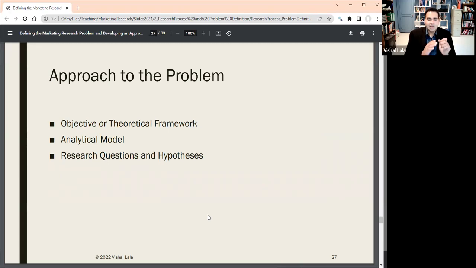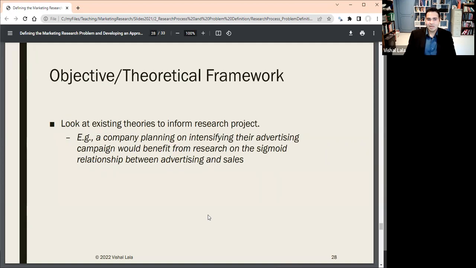Okay, let's move on to examining the approach to the problem. The approach to the problem involves clearly defining an objective or theoretical framework, analytical model, and research questions and hypotheses. Now, not all of these may be required. A researcher may decide to do one of these three in thinking about the approach to the problem. The objective or theoretical framework has got to do with looking at existing theories to inform the research project. This could involve identifying what we already know that might inform the research project.